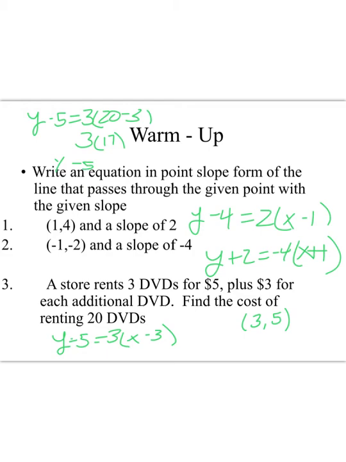So y minus 5 will equal 51. We will add 5 to each side, and we will end up with y equaling $56 to rent 20 DVDs.